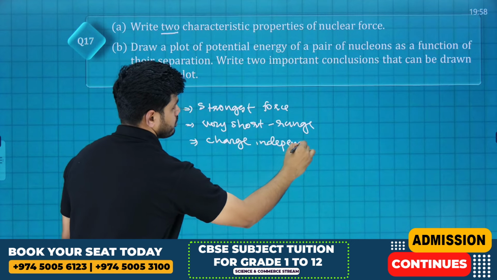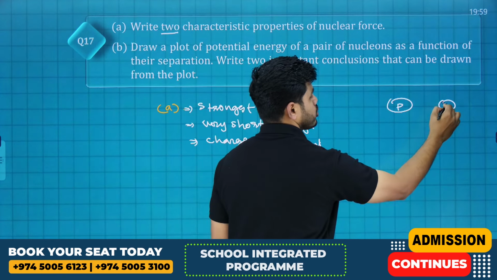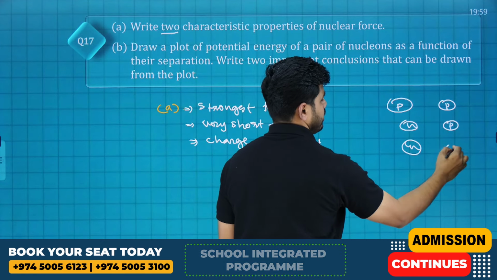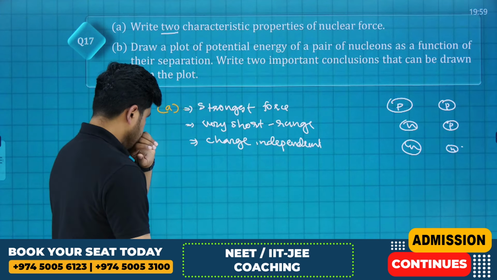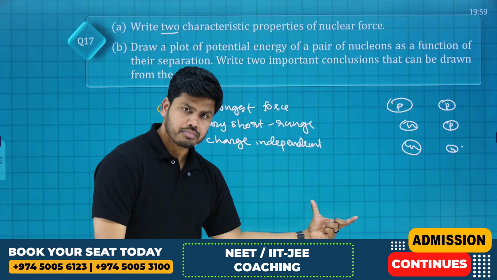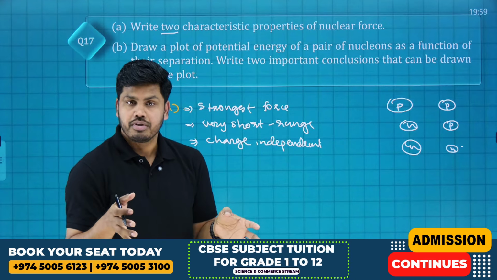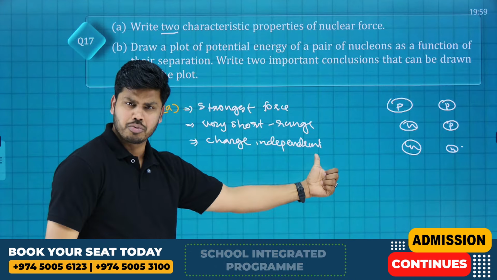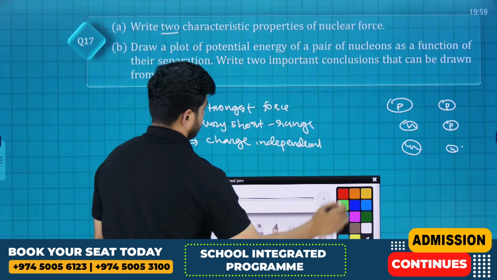That also we mentioned before. Charge independent means if you have a proton-proton pair, neutron pair, or proton-neutron pair, whatever may be the combination, they have the same nuclear force acting between them. It has the saturation property, right? Most of the time the force is attractive, and it becomes repulsive if R is less than 0.8. We explained this in the previous question also. Any of those 2 points in the answer.